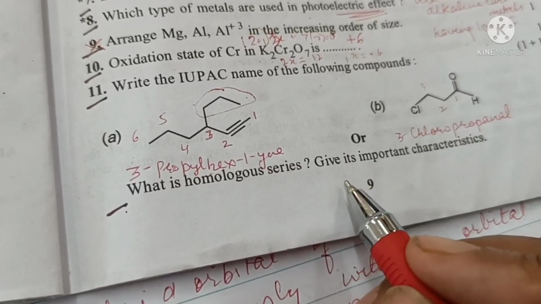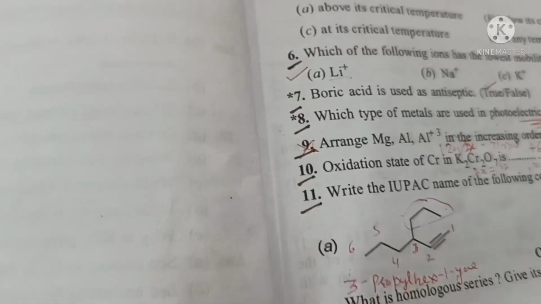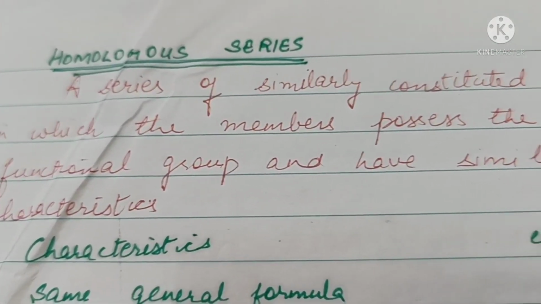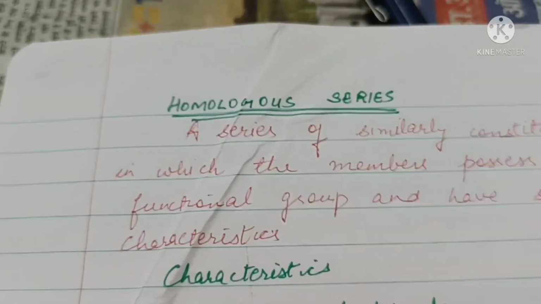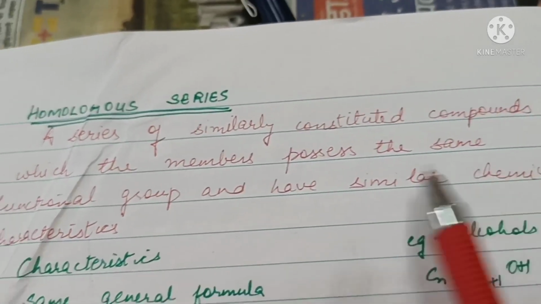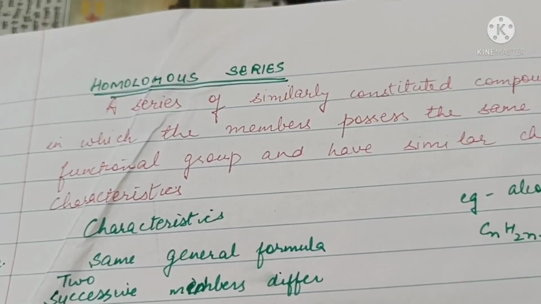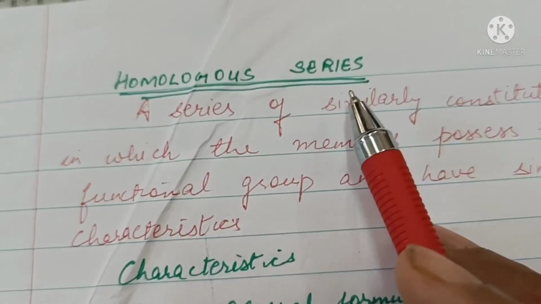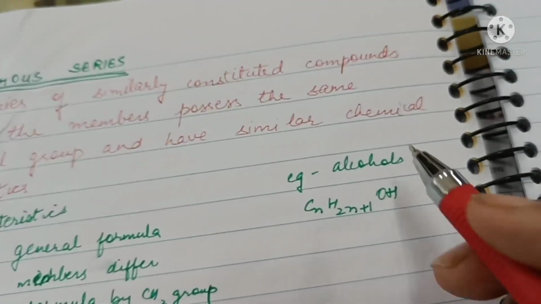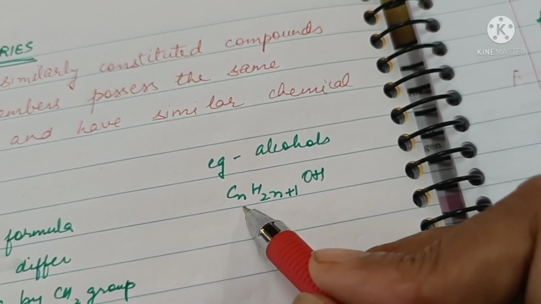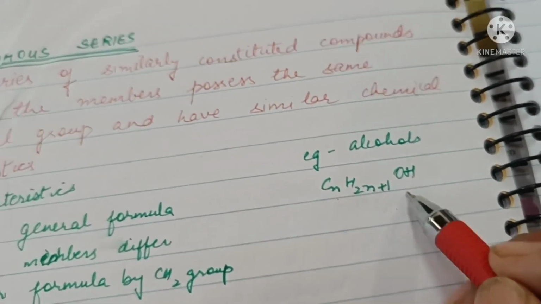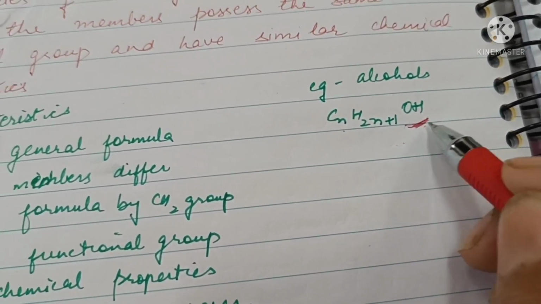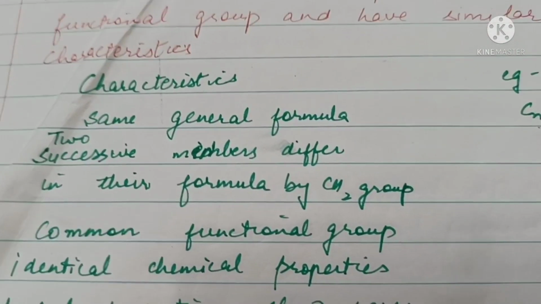What is homologous series? Give its important characteristics. A series of similarly constituted compounds in which the members possess the same functional group and have similar chemical characteristics is called homologous series. For example, alcohols have the same general formula CnH2n+1OH. So all its chemical properties will be based on OH, so the properties will be similar.